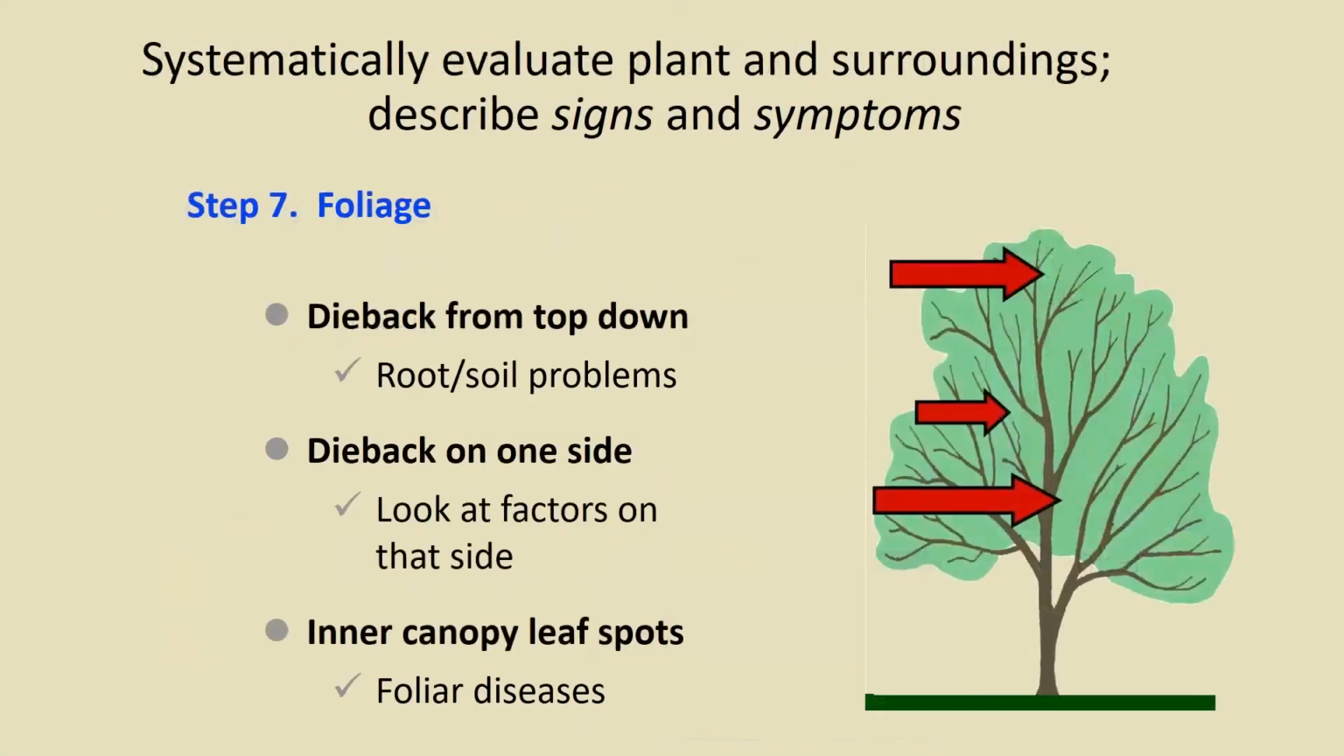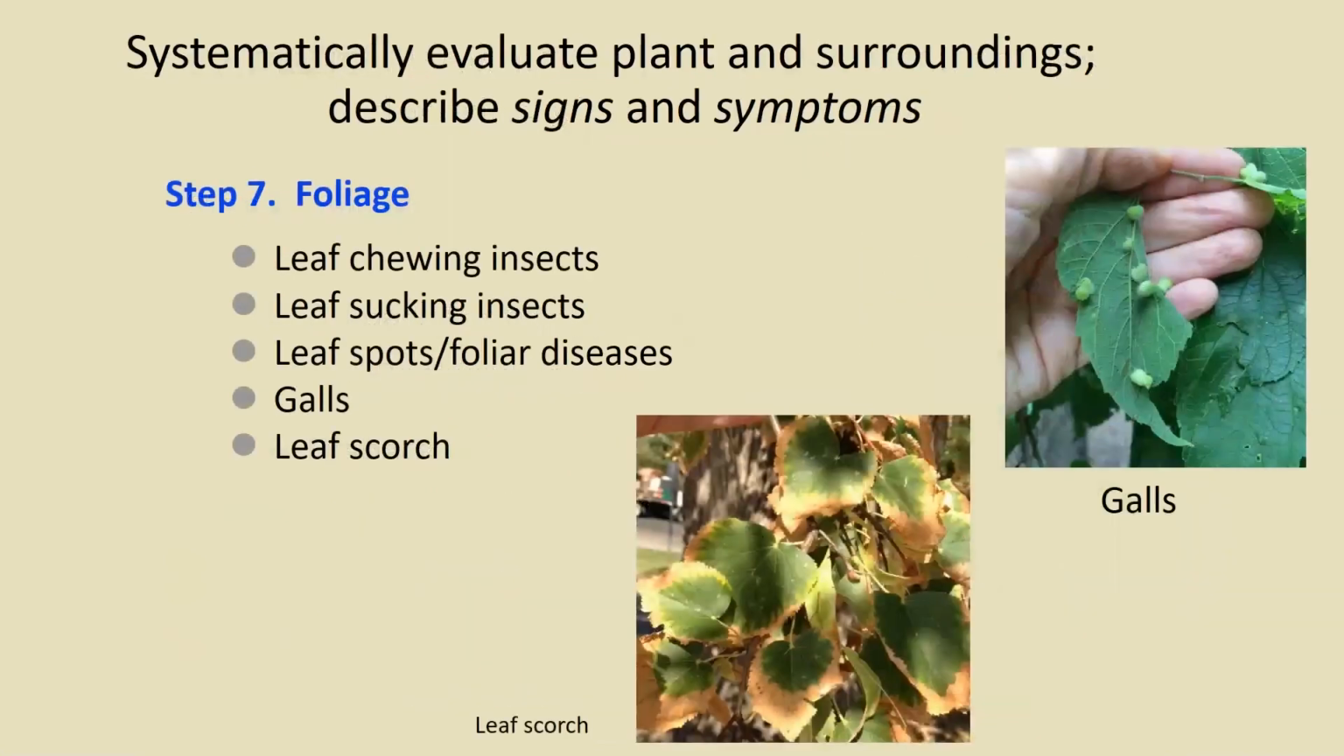Step 7 takes us to the foliage. If you see dieback from the top down, remember we're going to consider root, soil, and water problems. Dieback on one side of a deciduous tree tells you to look for factors on that side of the tree, kind of like we saw at the beginning of the video. And then in moist years, or where irrigation regularly splashes into the foliage, especially the interior of the tree or other plant, look for foliar disease symptoms. When we're looking at the leaves, we're going to be looking for the items that are listed in the slide.